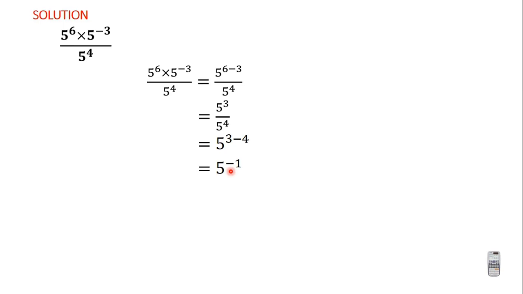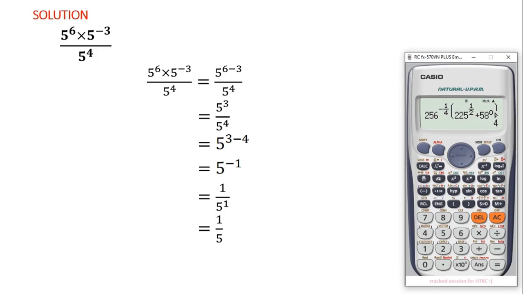We learned from the properties of indices that 5 exponent minus 1 can be written as 1 divided by 5 exponent 1, which will give us 1 divided by 5. So the answer to this question is 1 divided by 5. In an objective examination, if you are given this question, you don't have to go through the hassle of solving this whole thing here. You can just punch this expression on your calculator and your calculator will give you the answer.